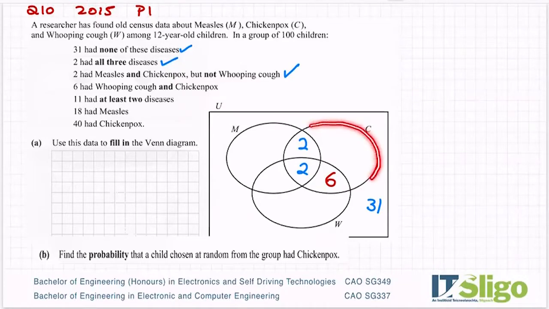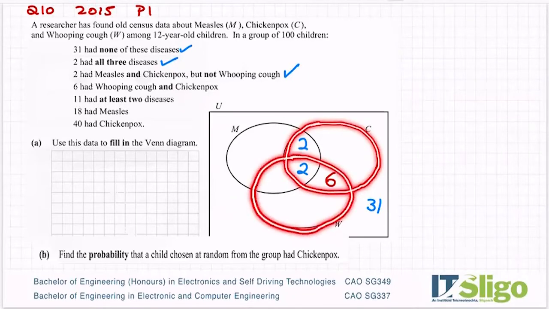So there is chickenpox and there is whooping cough. So where do these 2 circles intersect? It's here. Do you see it's around those 2 areas? It didn't say but not measles, so it's both of them there. So the 2 of those areas have to add up to this 6 that's here.